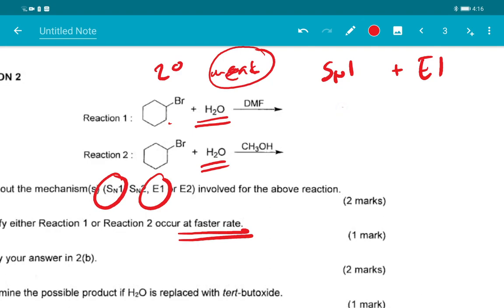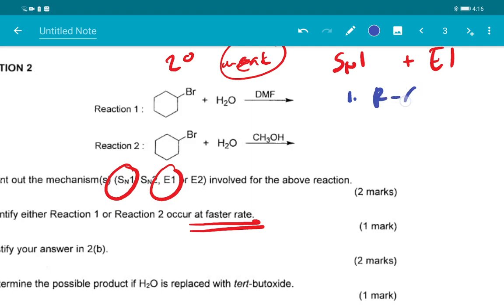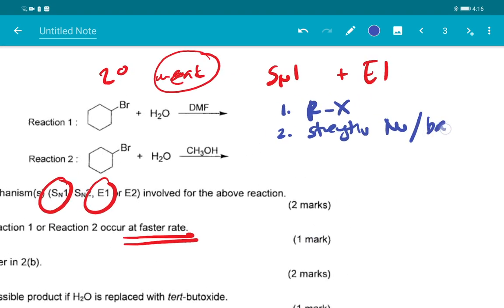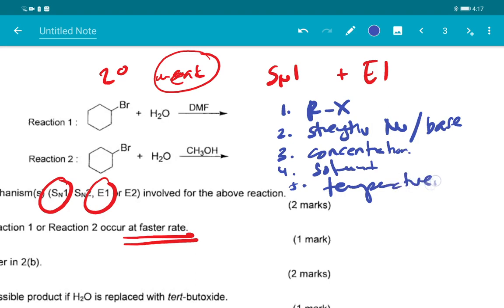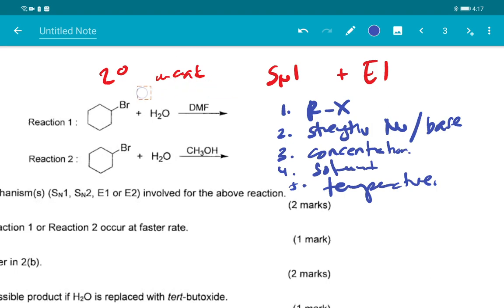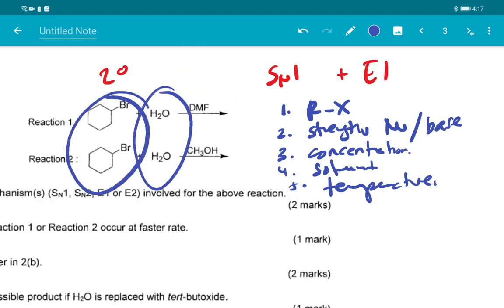remember in the first video I mentioned that there are 5 factors affecting the mechanism of the reaction. The first one is the type of the halide. Number 2 is the strength of the nucleophile or base. Third is the concentration of the nucleophile and base. Number 4 is solvent, and finally we have temperature. In this case, we are using the same type of alkyl halide and the same type of nucleophile. So, how do we determine which one will react faster? Okay, that's why we need to refer to the next factor, which is the type of solvent.